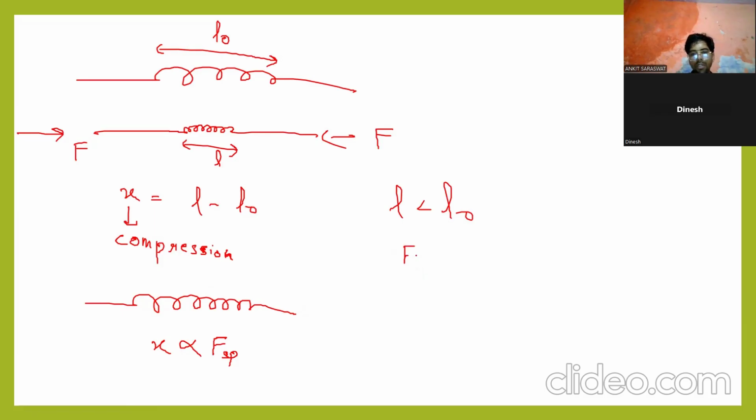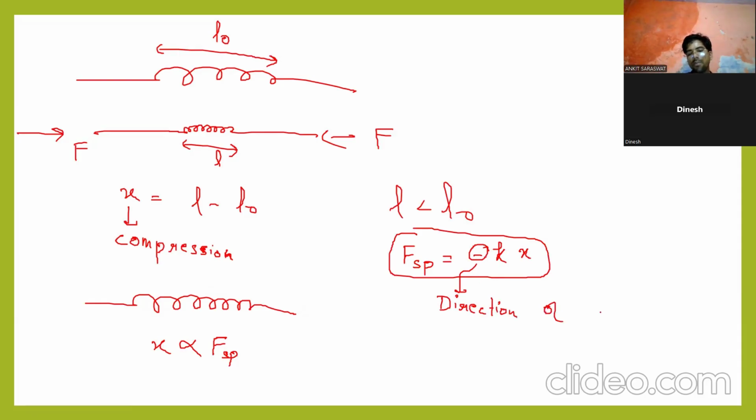Then if you remove the proportionality sign, F_sp will be minus K X. Very important. Now what is this minus? Minus means direction. The direction of tension, or you can say here spring force, the direction of F_sp is opposite to X. X means extension, displacement. Clear?